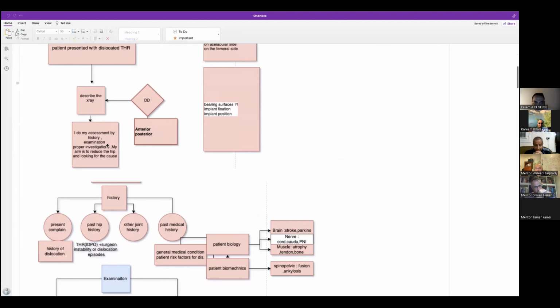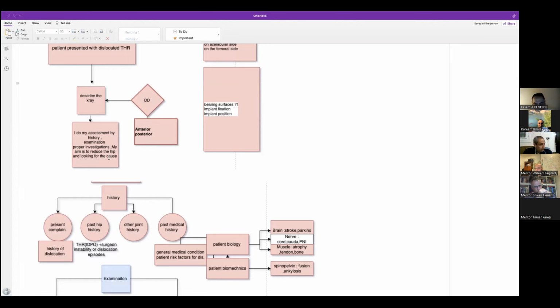Then I will do my assessment by history, examination, and proper investigation. My aim is to reduce the hip initially and look for the cause. That is the first opening statement in hip dislocation. So you mention it to the examiner, and in the trauma meeting, that's what we do. We reduce the hip, and then we discuss in the morning with one of the senior hip surgeons.